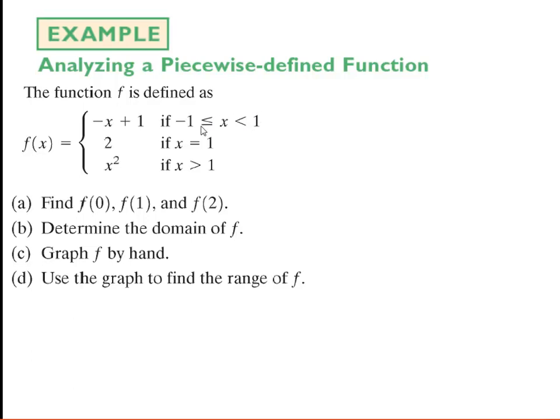So x equals 0 satisfies this piece of the domain, so I'm going to plug into this equation, and I'm going to get y equals 1 as the result for f at 0. All right, so f at 0 would equal 1, and that comes from this first equation.